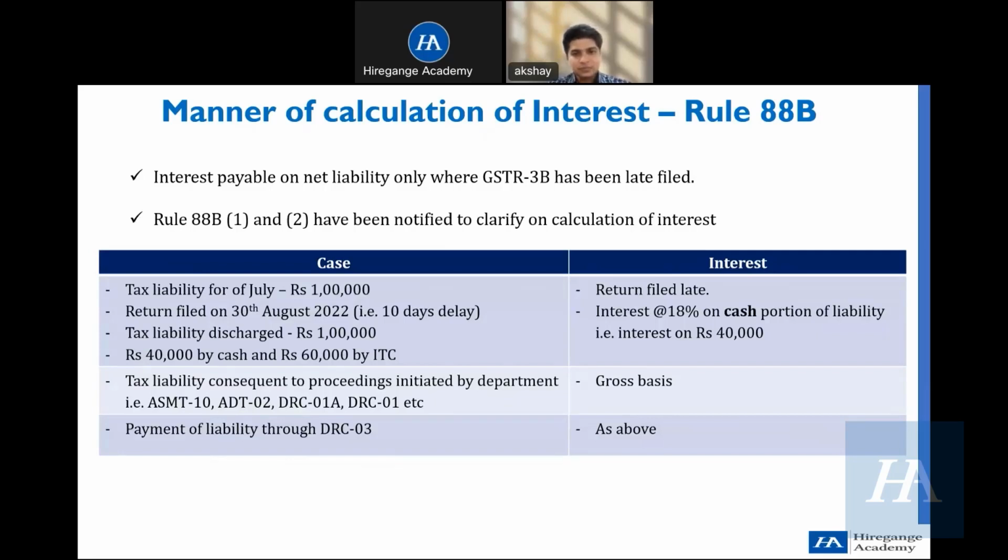So just to give an example, the tax liability for the month of July is 1 lakh. The return has been delayed by 10 days. That is, it has been filed on 30th August 2022. In this situation, the tax liability on the net liability which is there is 40,000. The interest will be applicable only on 40,000. That is the cash portion.